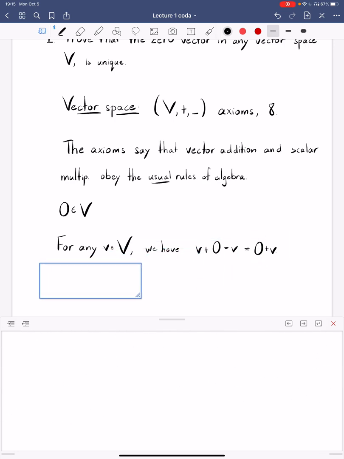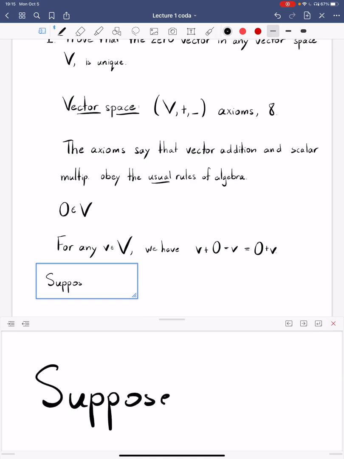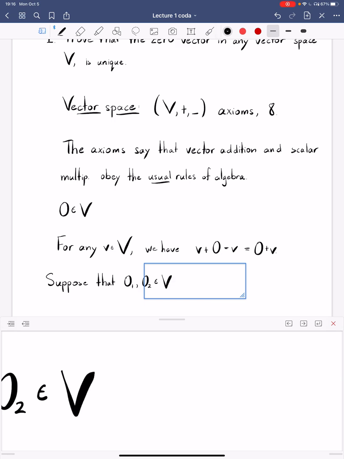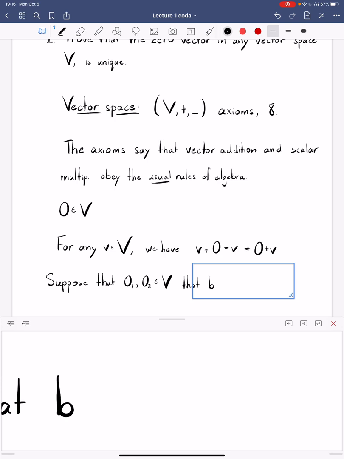Okay, and so basically what we want to show is that there's only one vector with these properties. And so the vector space axioms guarantee that there's at least one. And what the problem is asking you is to verify that there couldn't be more than one. So, let's suppose that 0_1 and 0_2 are two vectors in V that behave like 0.